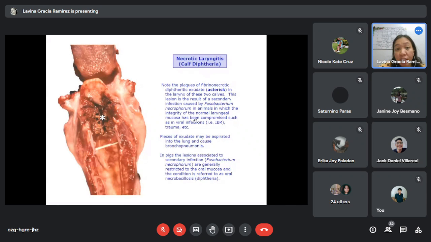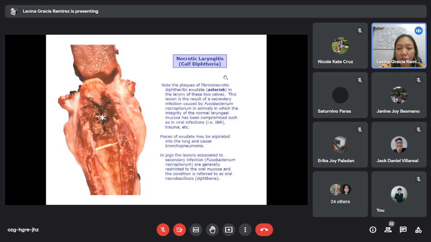of bacteria. Some of these are Fusobacterium necrophorum, which causes this necrotic laryngitis as part of the calf diphtheria. The calf diphtheria is a condition in calf. Yan, sometimes may variations dun sa mortality, however, pwede rin naman siyang matreat. Pero in acute form, no, pwede siyang mamatay.